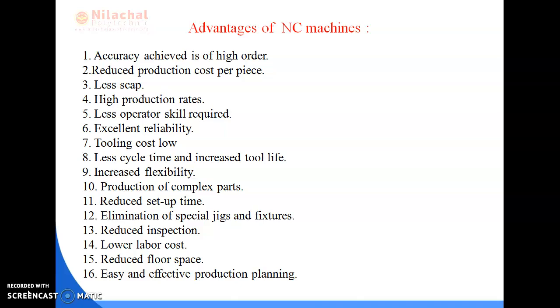Increased flexibility, means different types of operation can also be done here. Production of complex parts. Reduced setup time. Elimination of special jigs and fixtures. Reduced inspection, means here we will get a perfect product or accurate workpiece. Lower labor cost, less labor is required here. Reduced floor space, it requires less space on the floor. Easy and effective production planning.